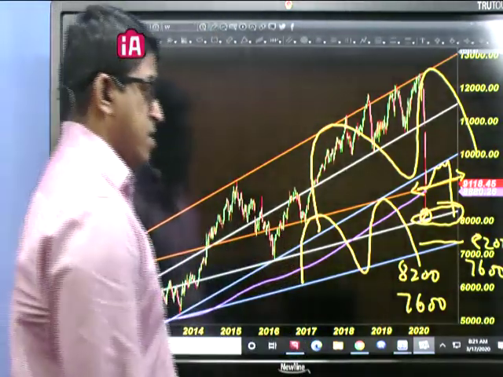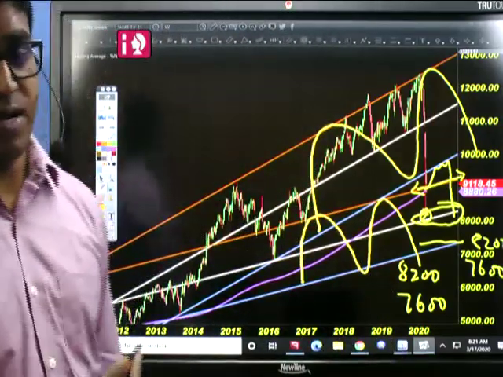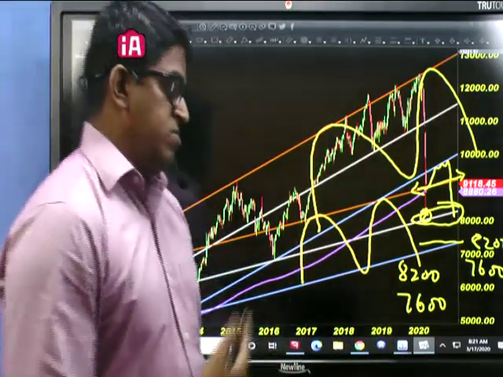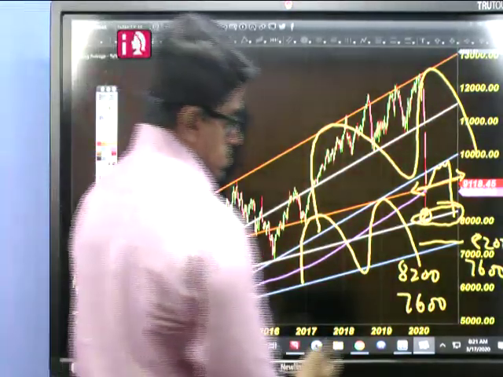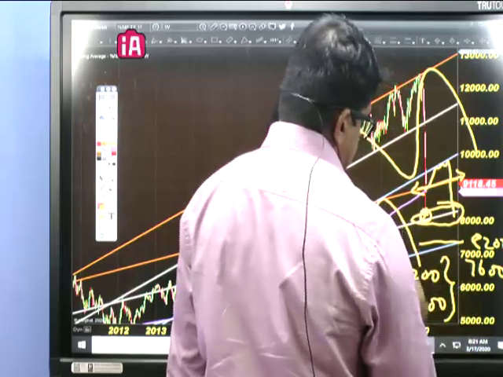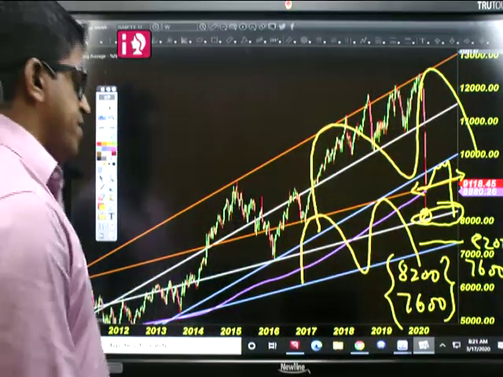But it should not take us by surprise even if the price is bouncing back from these levels. So it is not a surprise, but still 8,200 to 8,600 will be a great zone for us to go for buying Nifty.